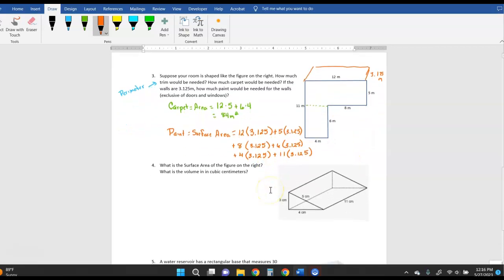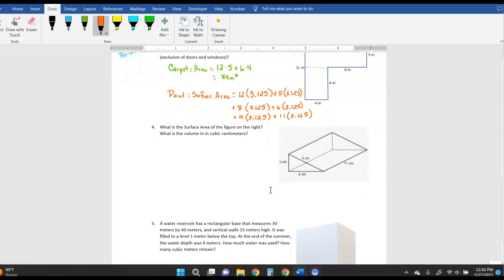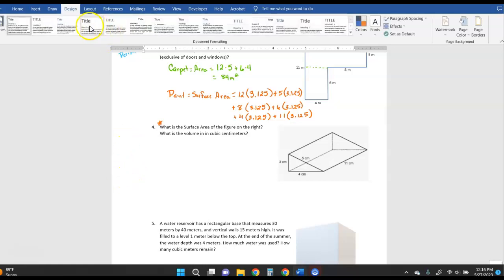So let's talk about the next one. What is the surface area of the figure? I'm going to have you guys go ahead and do that one as a team. And then let's talk about volume.